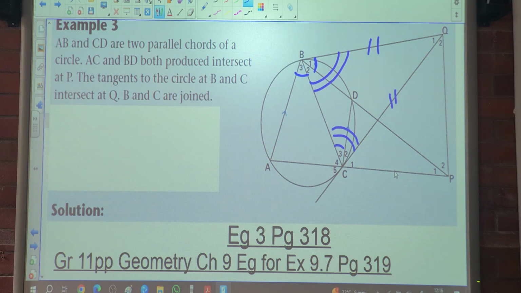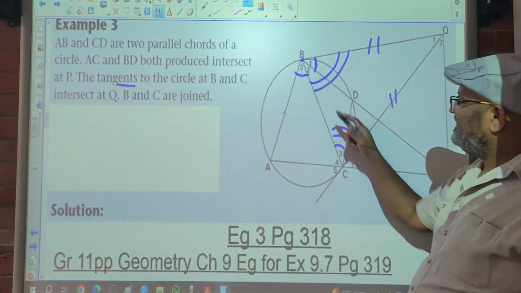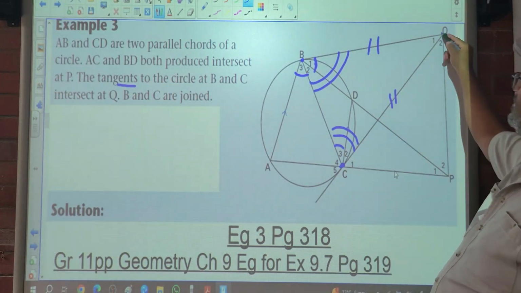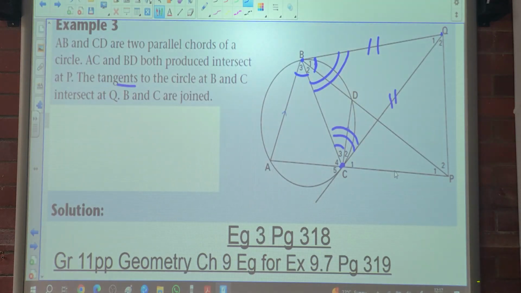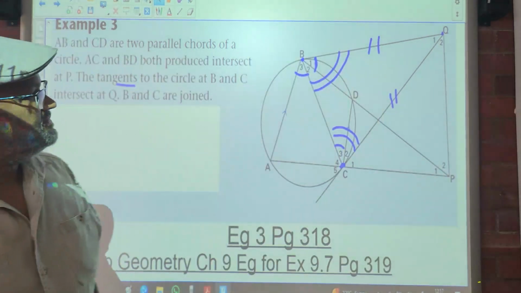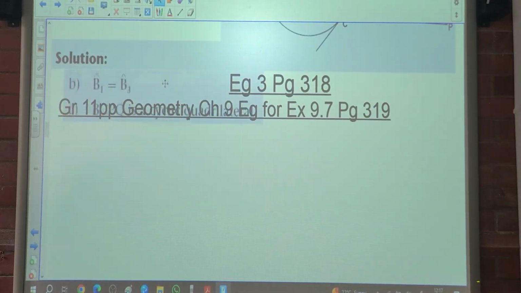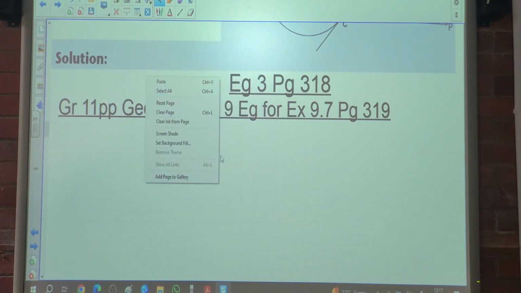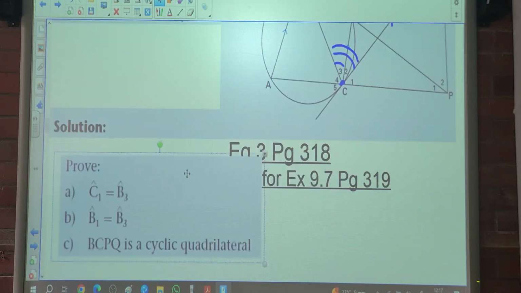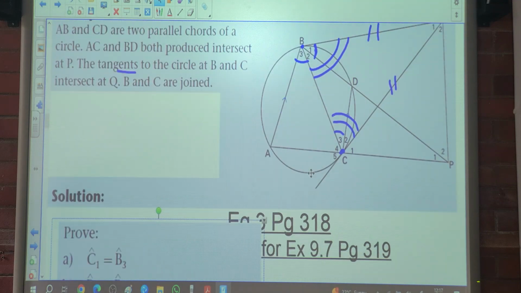Yes? Both. The tangents to the circle at B and C intersect at Q. So both are tangents. We are then told that B and C are joined. Right, first question. Before I take everything away here, the first question says, they first want you to show that angle C1 is equal to B3.